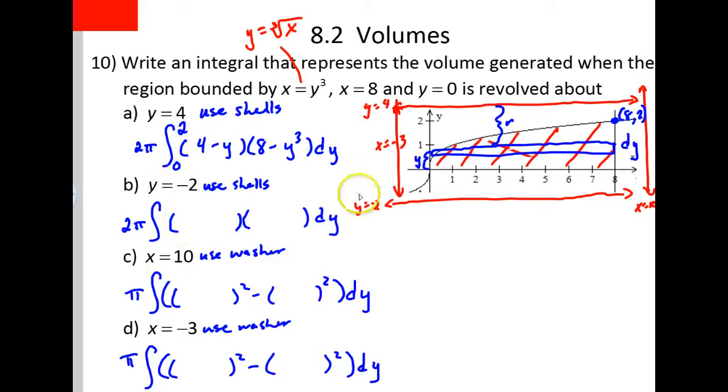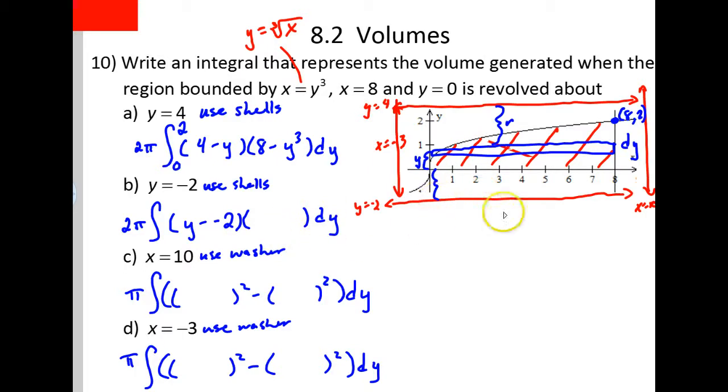Part B, now y equals negative 2 is below the region. So now what is the radius? Well, the radius now is y, and then there's an additional 2 units here. So I write y minus negative 2, but of course, yes, you could write y plus 2, right? So that would be the radius here. Just like 4 minus y, where we're taking the greater thing minus the lesser thing, because 4 is above the rectangle. Now here the rectangle is above negative 2.